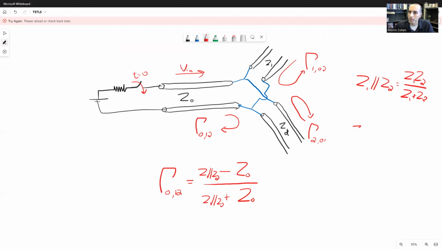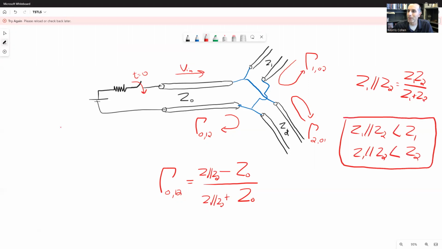So Z1 parallel Z2 is less than Z1, and Z1 parallel Z2 has to be less than Z2. Those are rules you can always remember. It's a good sanity check if you are ever taking a parallel combination. Everything is exactly the same as far as the reflection coefficient goes. We just have to treat the load as two parallel impedances, and combine them together, okay?